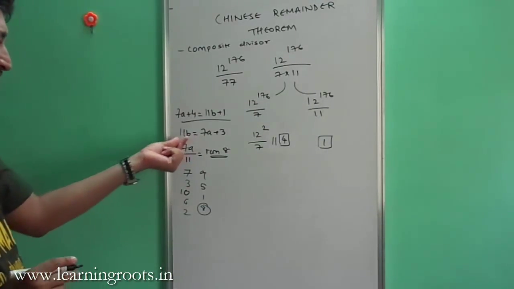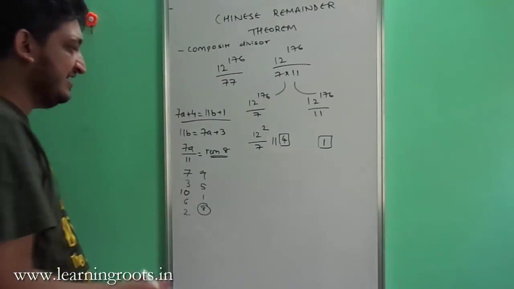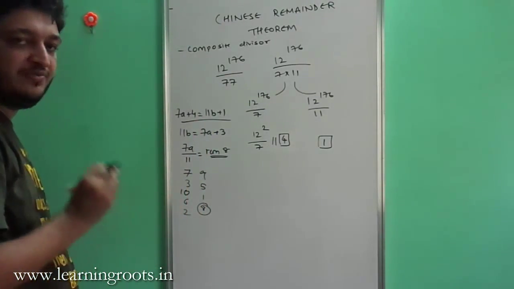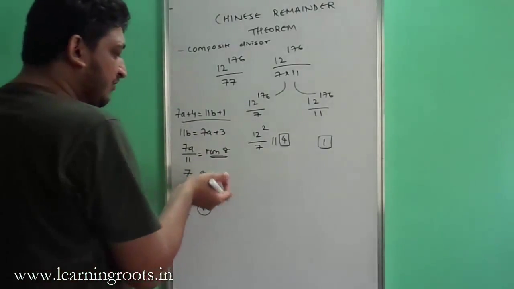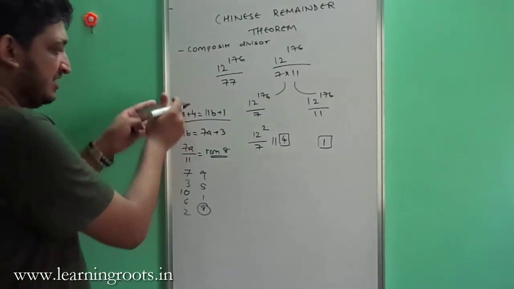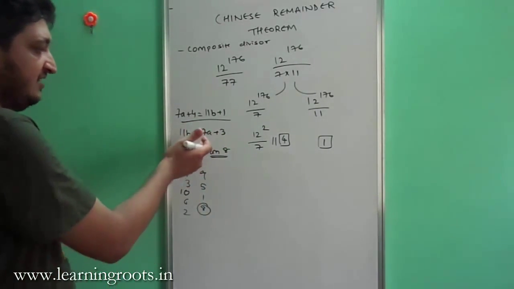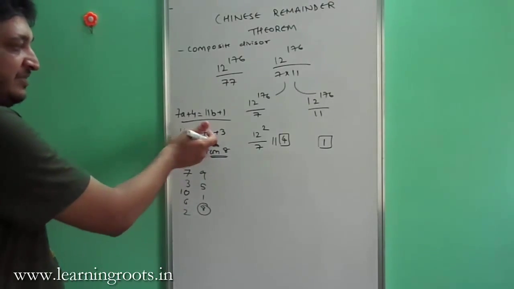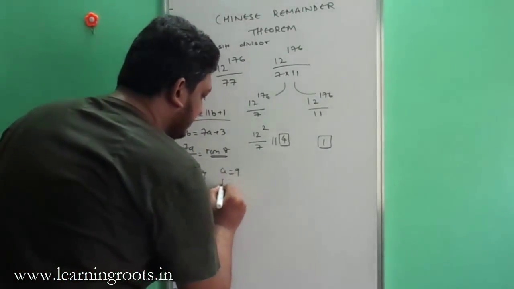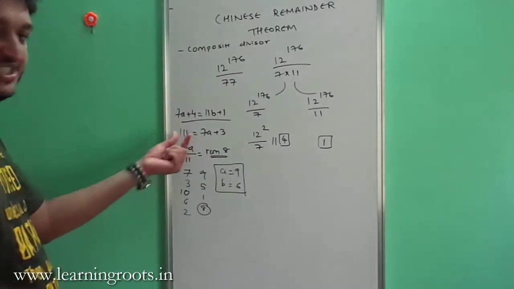You can simply do it by visualizing as well: 7 nines are 63, plus 3 is 66. So that part is very simple to do. The minimum value of a will be 9. Now if the minimum value of a is 9, we plug this value into the equation 7a plus 3 equals 11b. So if a is equal to 9, then b will be equal to 6. So a equal to 9 and b equal to 6 is one of the answers to this equation.